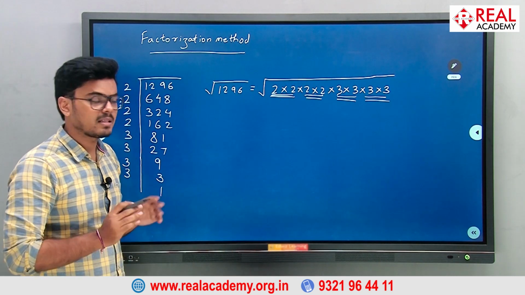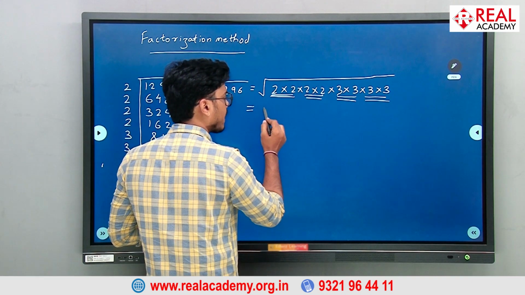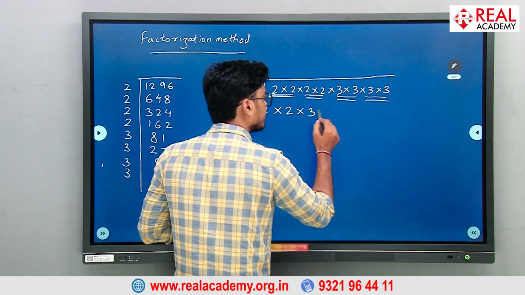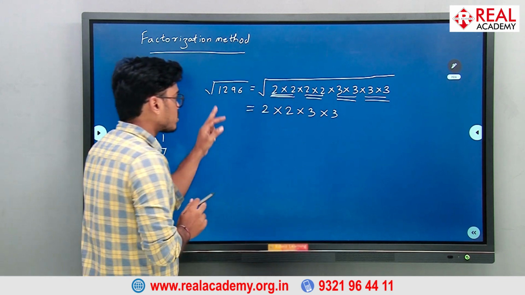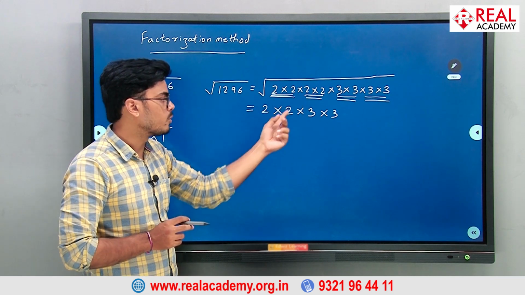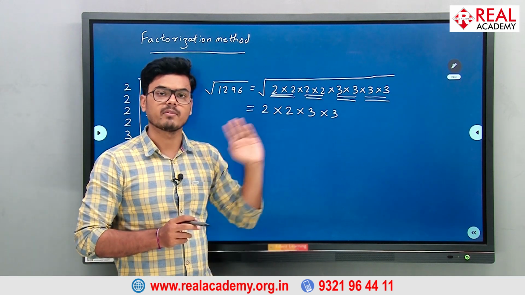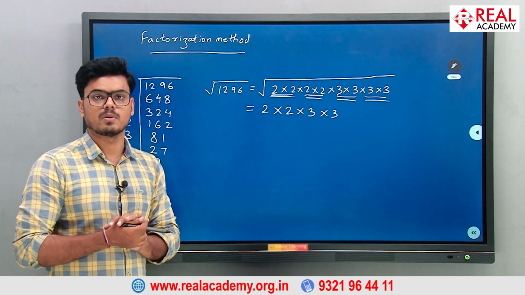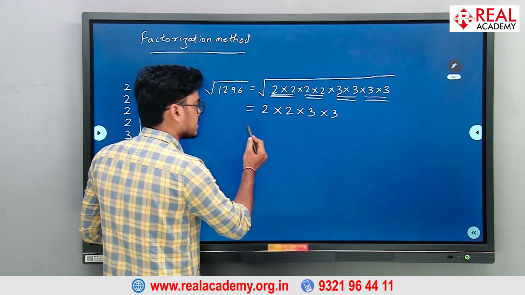Okay, now what are the numbers that will come outside? 1 2, one more 2, 1 3, and 1 3. So the square root of 1296 will be equal to 2 into 2 into 3 into 3. Wherever the pairs are forming under the square root, take one number outside the square root. Okay, so this will be the answer.